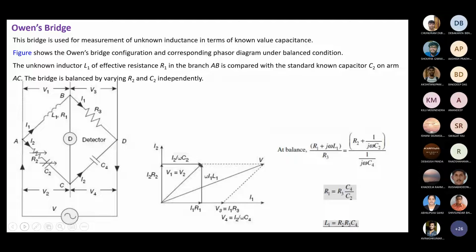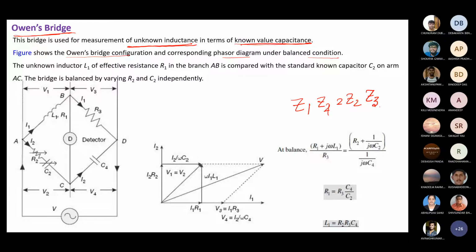After that, we'll discuss the measurement of inductance by using a known value of capacitance, with Owen's bridge. The bridge measures the unknown inductance in terms of a known capacitance value. The diagram is given there. The configuration and the corresponding phasor diagram under balance condition are very simple. Balance condition means Z1 Z4 equals Z2 Z3.